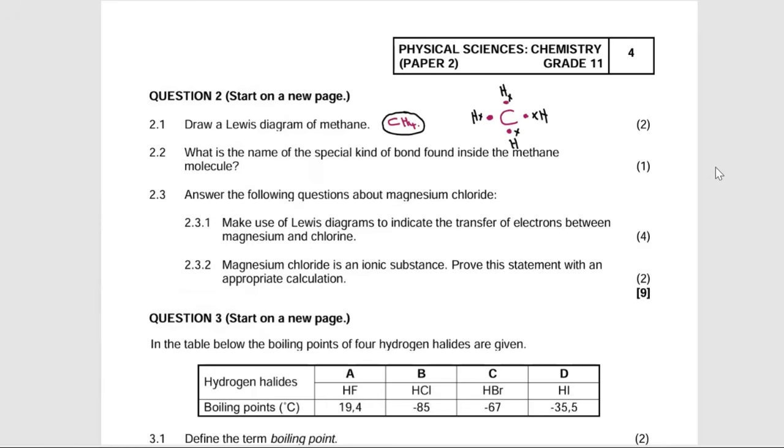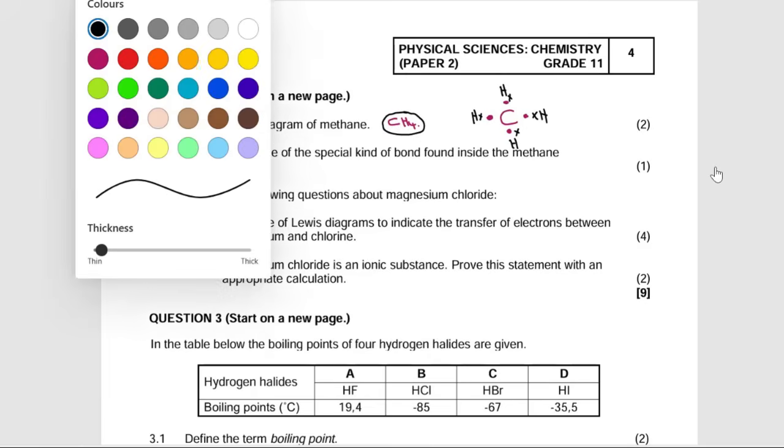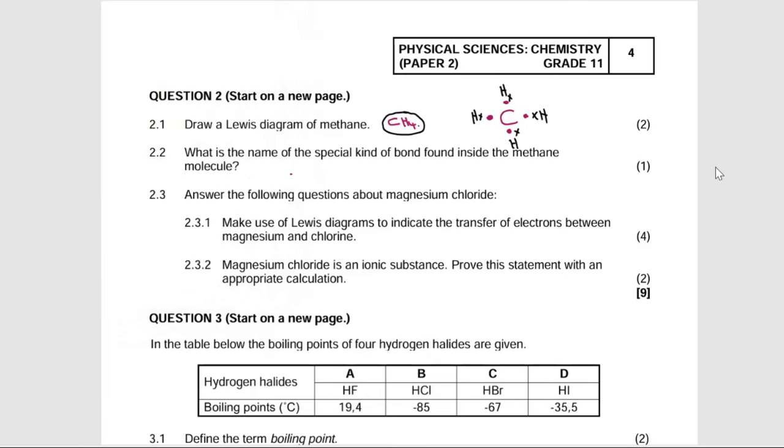Then 2.2 reads, what is the name of the special kind of bond found inside the methane molecule, right? So inside the molecule here, methane, our CH4, we have what we refer to as a covalent bond, right? So our answer is going to be covalent bond. Remember, if we're saying covalent bonding, we're talking about the valence electrons, the electrons found on the outer shell, that are the ones used for bonding.